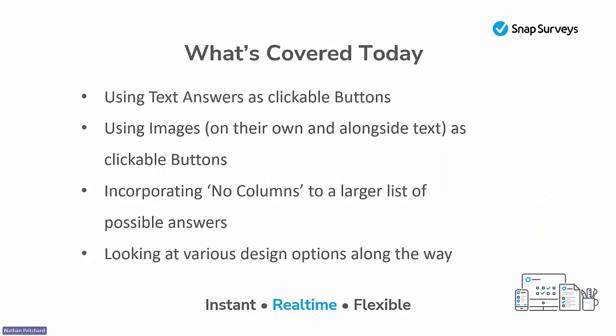We start by taking a set of standard text answers and setting them to be clickable items, effectively replacing more traditional checkboxes. We're adding some images, either alongside or instead of the worded answers. And then I'll be introducing another new setting which eliminates the idea of columns within a question. This works really well when you've got a longer list of possible answers. Along the way, we'll be exploring various design options associated with Show As Buttons and hopefully offering you some options to give your questionnaires and forms a fresh new look.